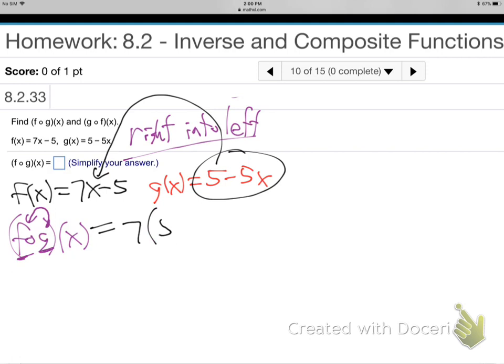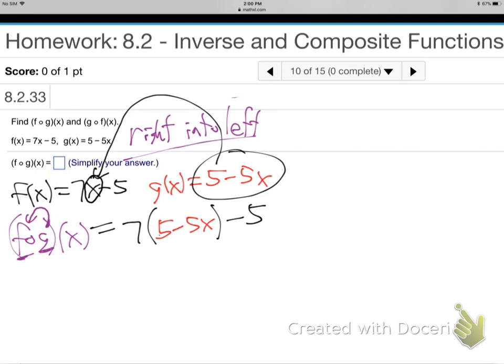So it becomes 7, and I'll change the color to make it more obvious what I'm doing, 5 minus 5x. Everybody see what happened there? Right here where I had the x, 7x minus 5, I stuck in 5 minus 5x. Everybody see that? I stuck in the whole 5 minus 5x there. Everybody good to there?